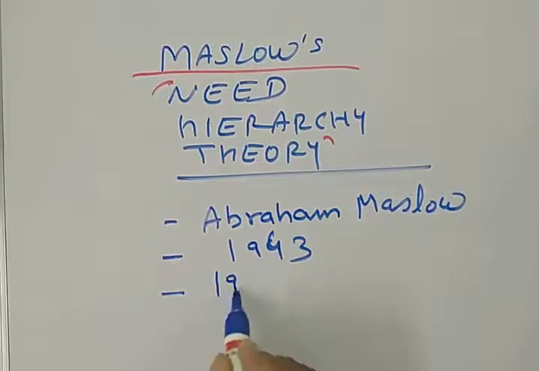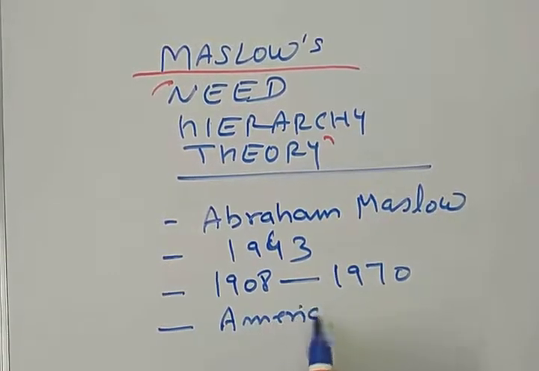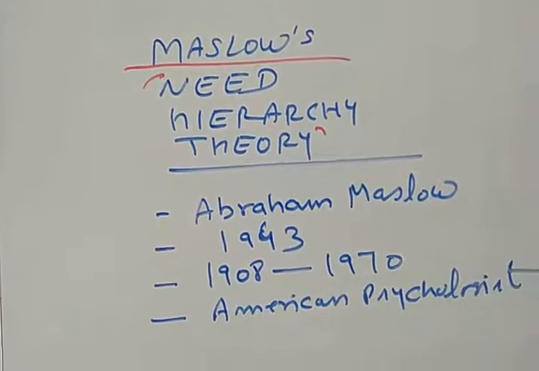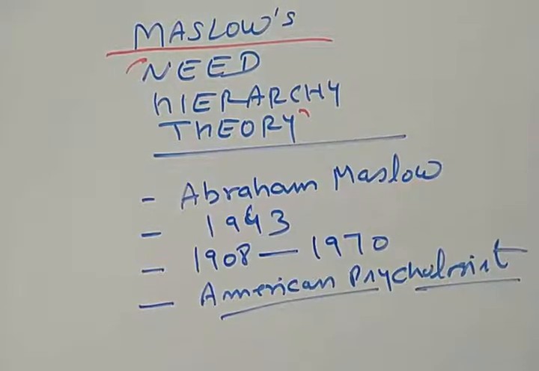Abraham Maslow was a scholar between 1908 to 1970. Abraham Maslow was an American psychologist, right? And philosopher. He is known for the self-actualization theory of psychology, which argues that the primary goal of psychotherapy should be the integration of the self. So, some important things we have seen about Abraham Maslow. He was an American psychologist and he propounded this theory of need hierarchy.